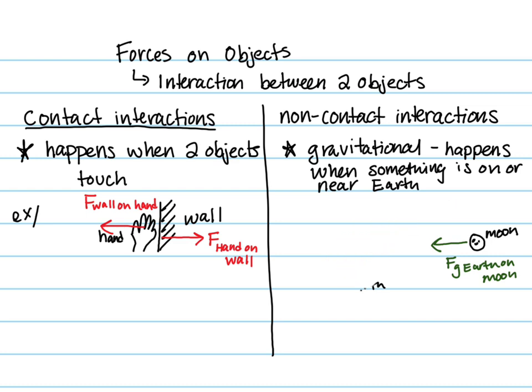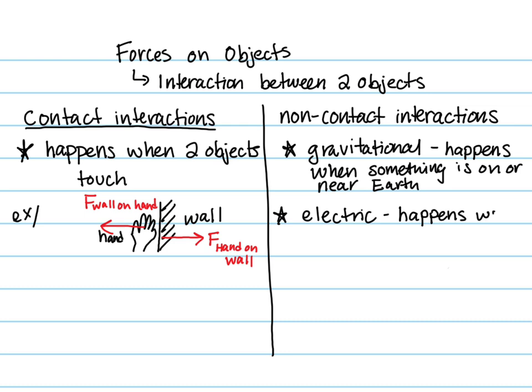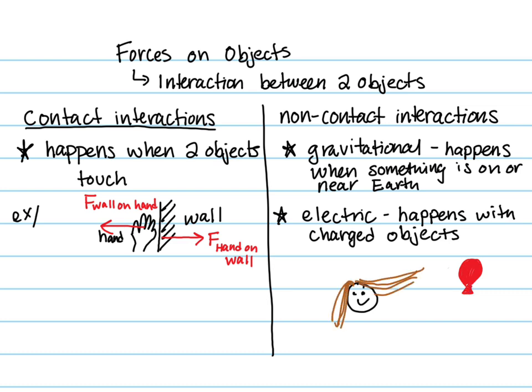All right. The next kind of non-contact interaction are electrical interactions. And these happen with charged objects. So anything that's positively charged or negatively charged, we're going to get electric interaction. A good example of this is if you take a balloon and you rub it in somebody's hair and then you pull the balloon and the hair apart, you can see that the hair will want to stick to the balloon. It reaches out towards the balloon. And this is because of an electric force.